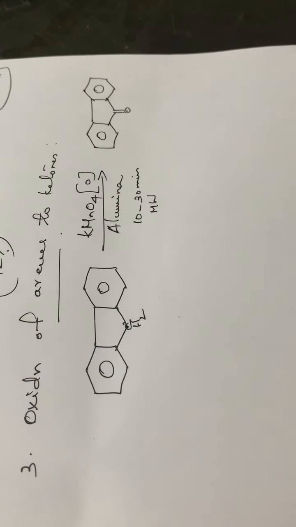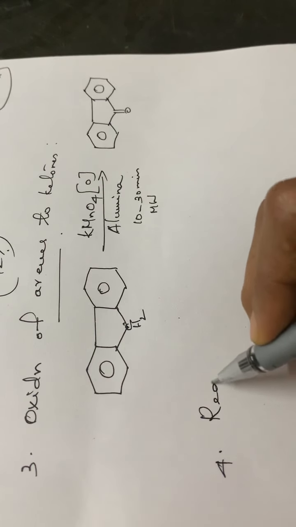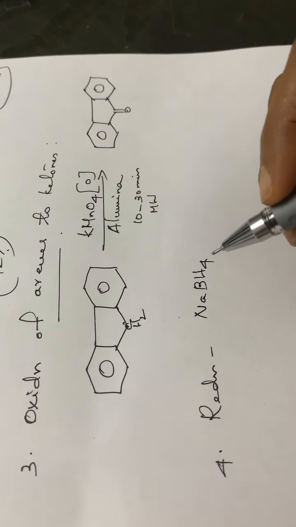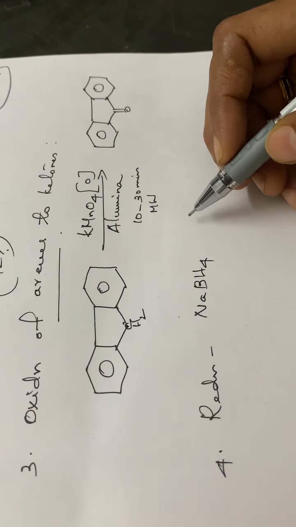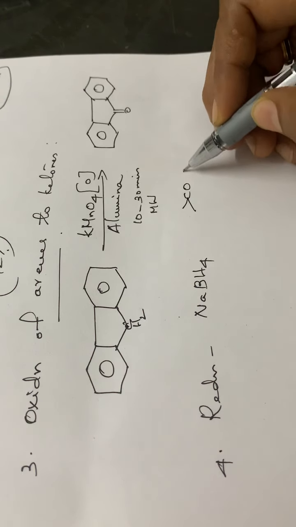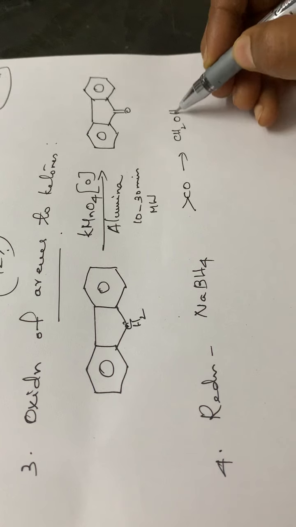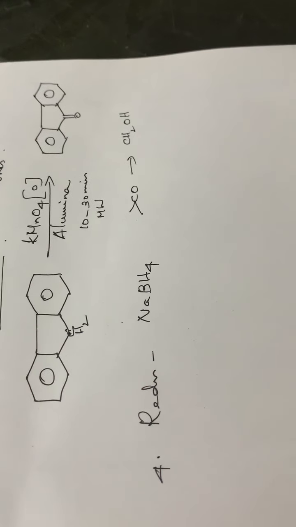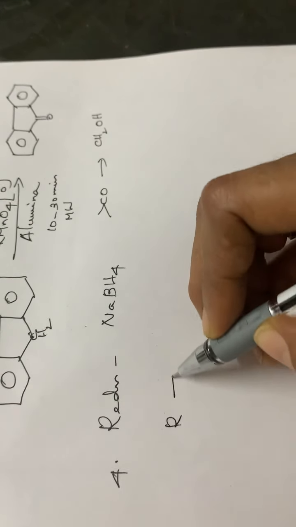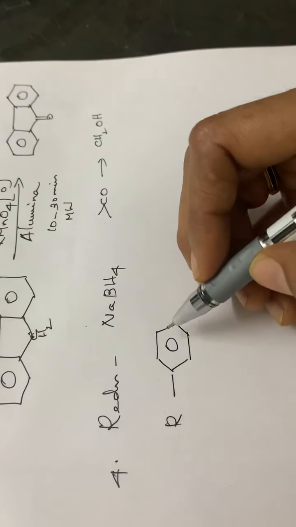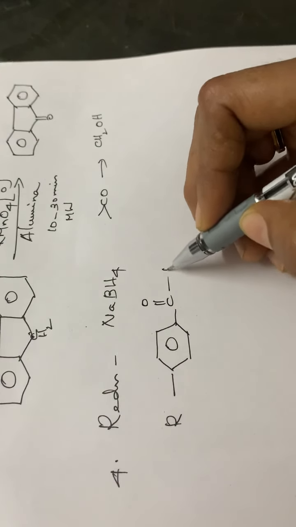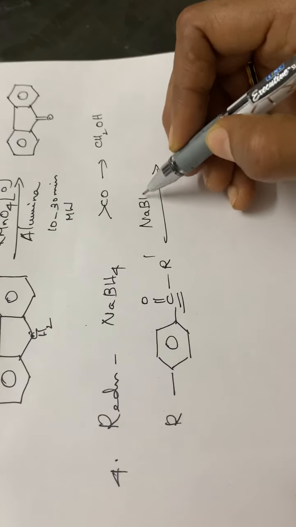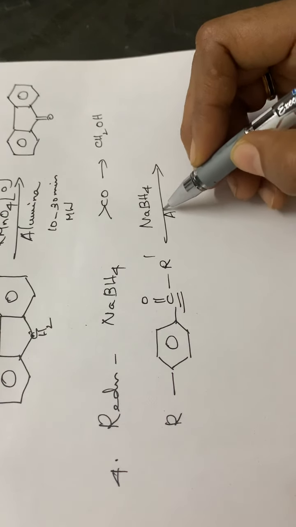Then the next reaction, reduction using sodium borohydride, NaBH4. Normally, carbonyl compounds will be reduced to alcohols by using this reduction. That is, CO group will be reduced to CH2OH. Aldehydes or ketones will be reduced to alcohols. So here we are using sodium borohydride in the presence of alumina. You have to write this particular reaction: R C6H5, then C double bond O, then R dash. This is the keto group. Here we are using NaBH4, sodium borohydride, as the reducing agent.